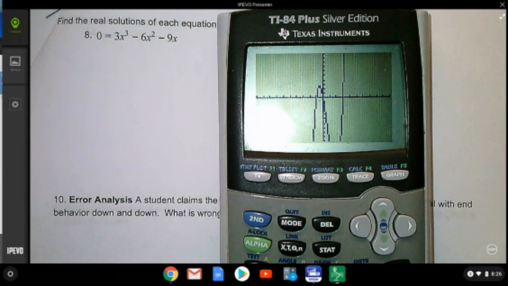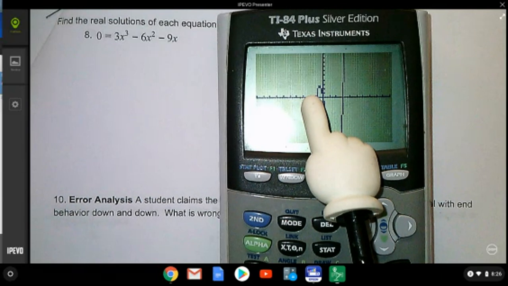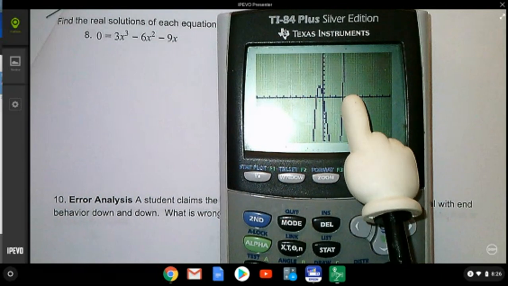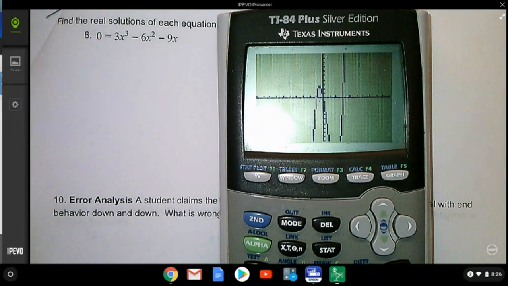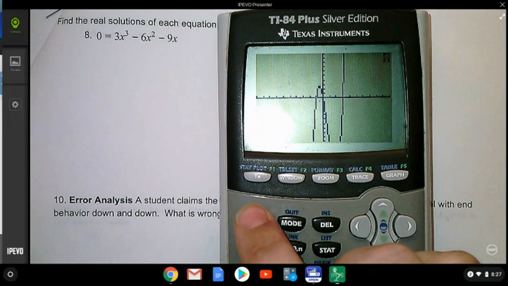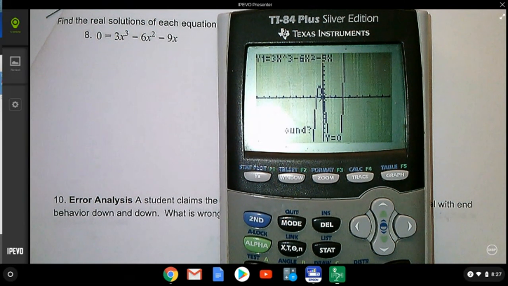What are we looking for when it says find the solutions? What does that mean? The zeros, and they are also called on the graph the what? X-intercepts. So we're looking for that one there, and this one over here. I like this little pointer finger guy. It cracks me up. So to do this, we need to hit second calc, and then this time we're looking for zeros, correct? So number 2.